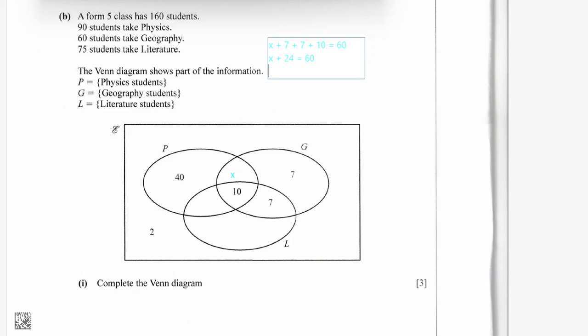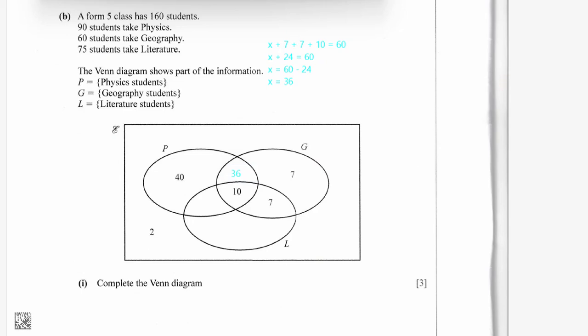This is 24. And then if you subtract 24 from both sides, you are going to get that x is equal to 60 minus 24. And your x should now be equal to 36, which means that the part I've labeled x should have the number 36. Let's remove x and put 36 in there.